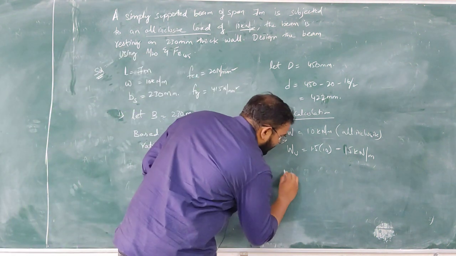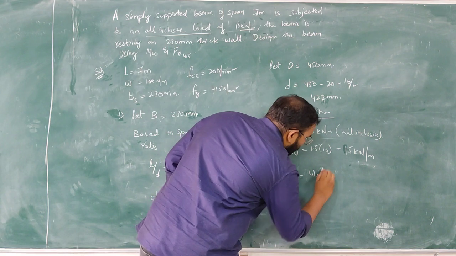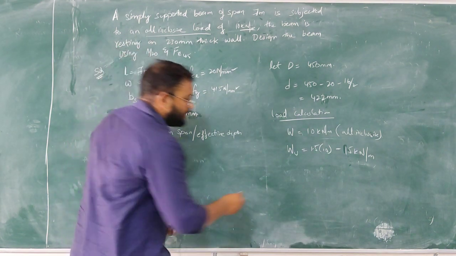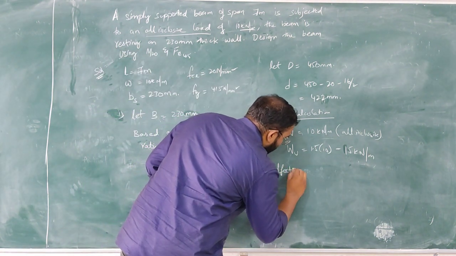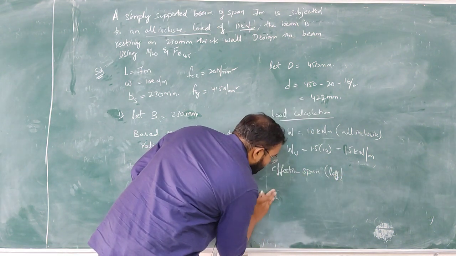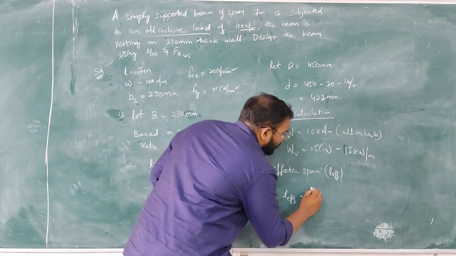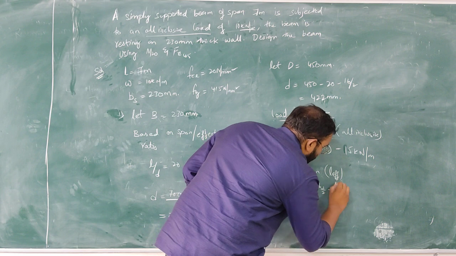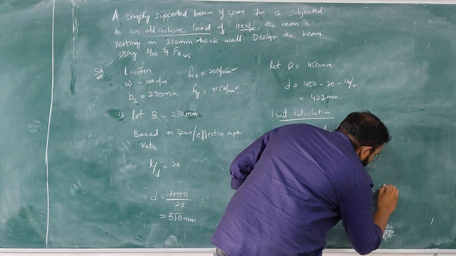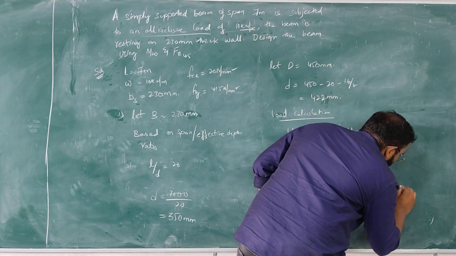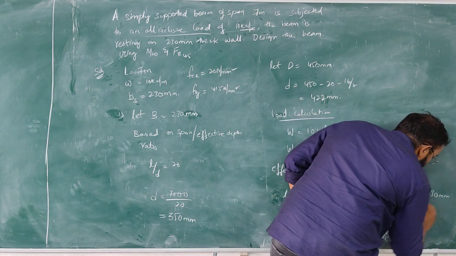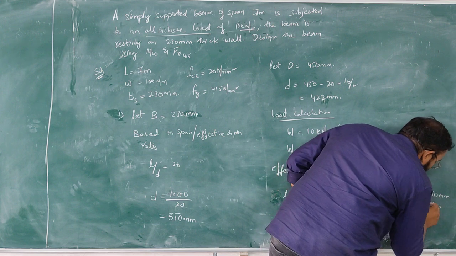Next step, factored moment, Mu is equal to Wu into. Next you also need to calculate the effective span. Effective span, L effective. Two conditions are there. L effective is equal to L plus Bs by 2 plus Bs by 2, where L is 7000, plus 230 by 2 plus 230 by 2, which is equal to 7230 millimeter, which is 7.23 meter.